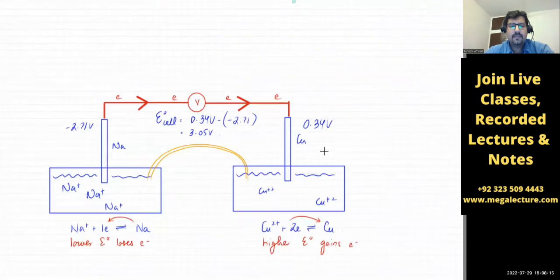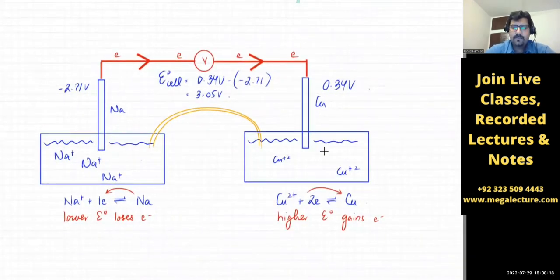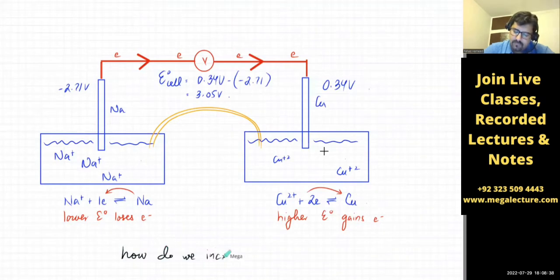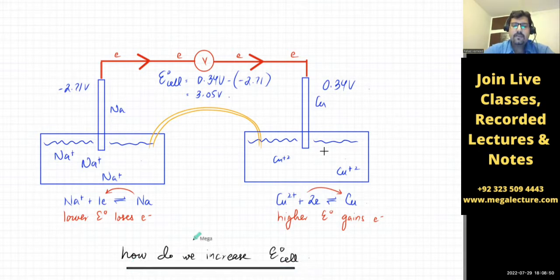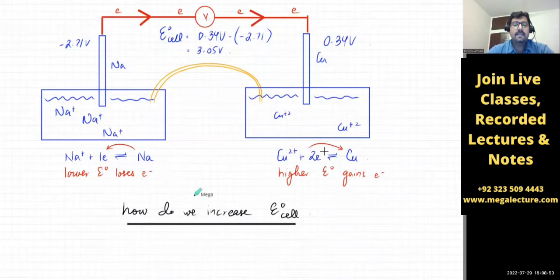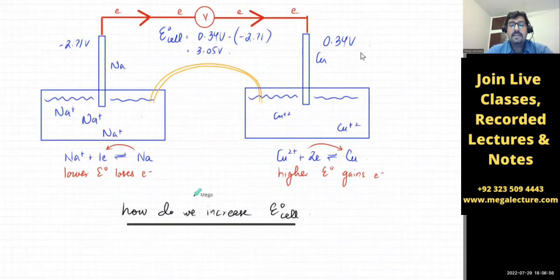So the question they're going to ask you is going to increase the voltage. How do you increase the E0 cell? How do we increase E0 cell? That's the question. So the answer to that is: the lower potential must be made even lower.